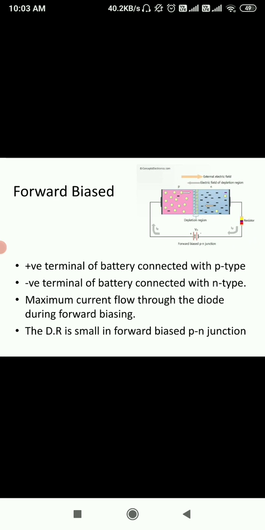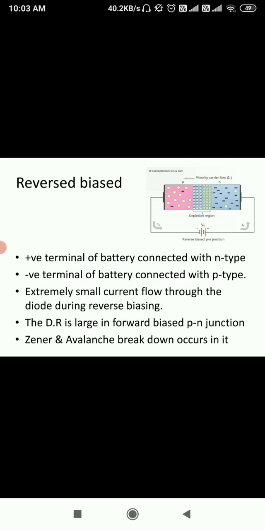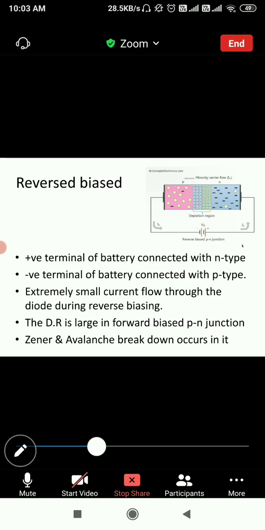But in negative biasing, or you can say reverse biasing, when we give negative power supply to the PN junction diode, what will happen? The depletion region will get increased in the reverse biasing. So here we are supposed to see the diagram for that.